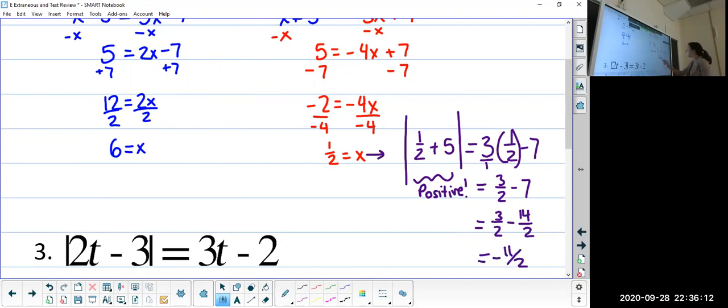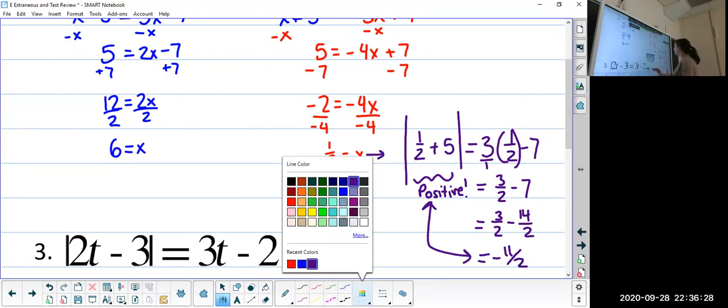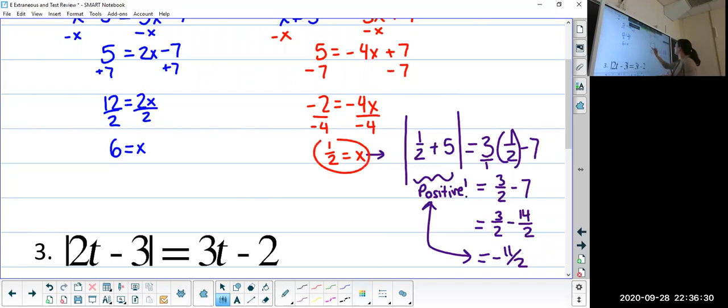-11/2. Well, that completely conflicts with our evaluation of the left-hand side. The left-hand side has to be positive, but we're getting a negative on the right. That means x equals 1/2 is what's called an extraneous solution and is not an acceptable answer.